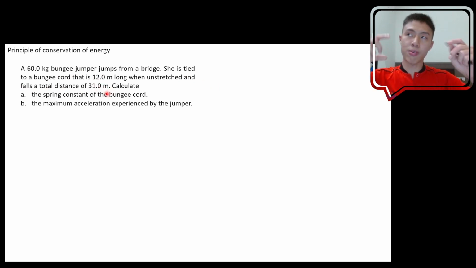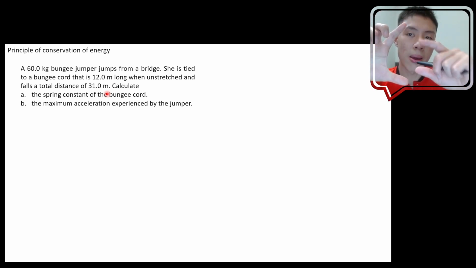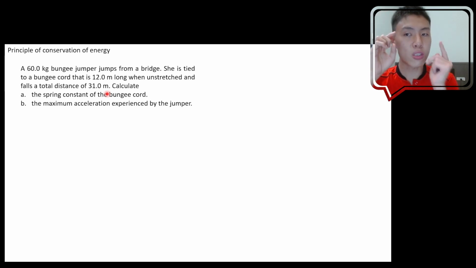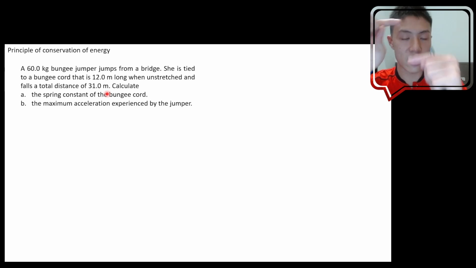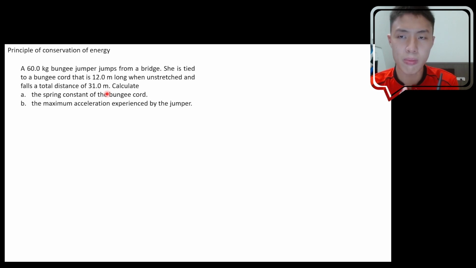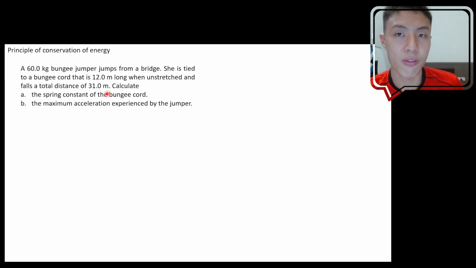So you can see that before that, when it is unstretched, the bungee cord is 12 meters, but when you drop, it falls a total distance of 31 meters. So the spring or the cord stretches from 12 meters, the unstretched length, to 31 meters. So it stretches by a total amount of 19 meters. 12 meters of unstretched length plus 19 meters of stretching becomes 31 meters of total length of the stretched cord.